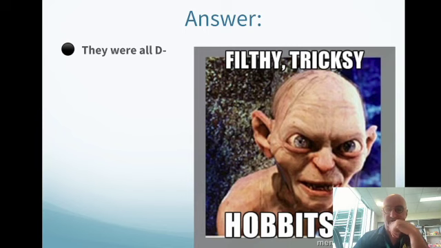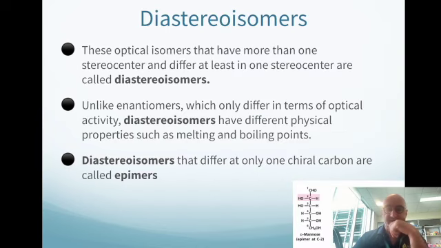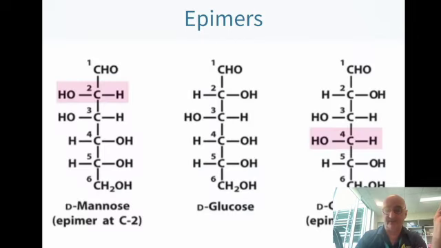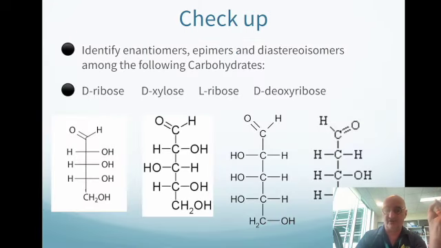Diastereomers, diastereoisomers, optical isomers, have more than one stereocenter. It's going to have 3, 4, 5 different stereocenters to give you diastereomers. If it differs at only one chiral carbon atom, they are epimers. Epimers: mannose, glucose, galactose. Okay, go through those.